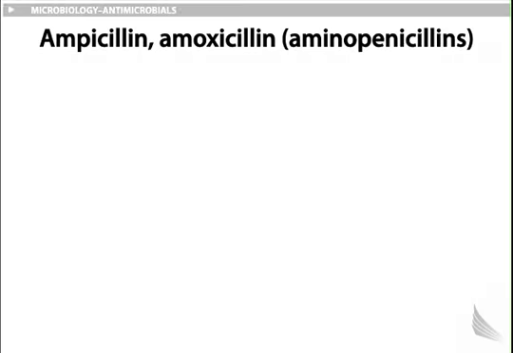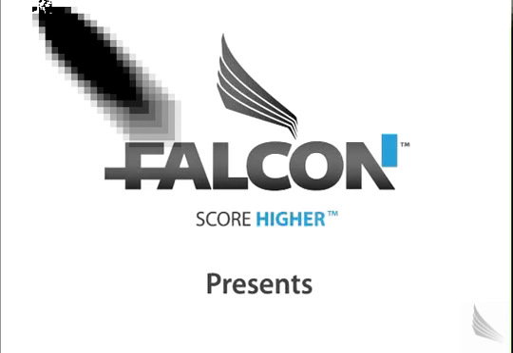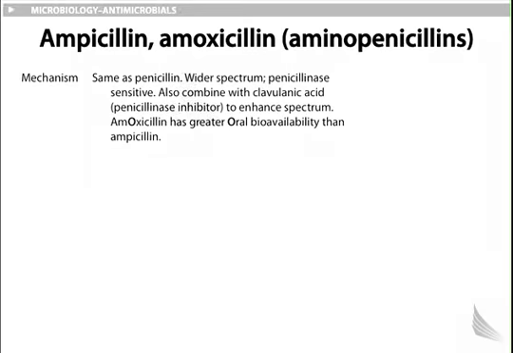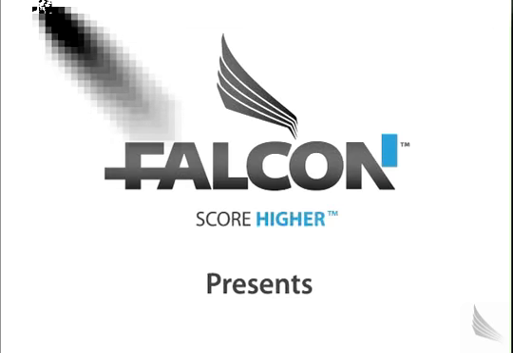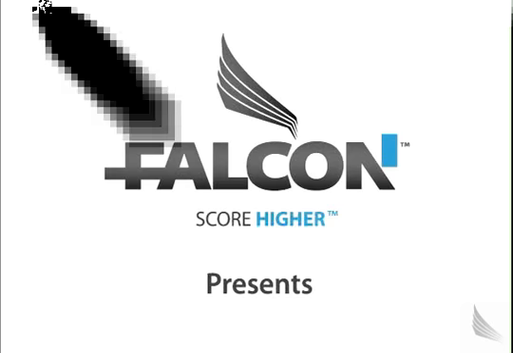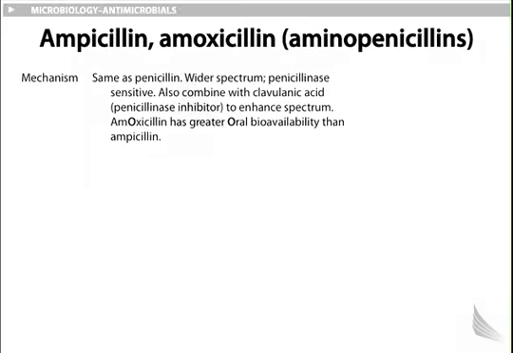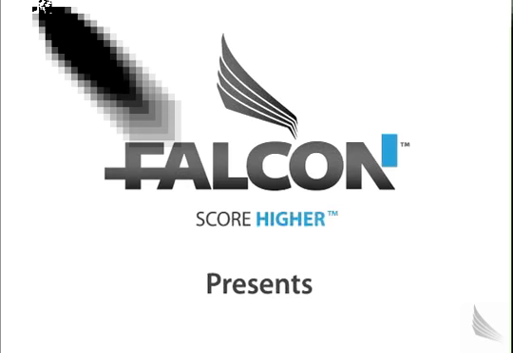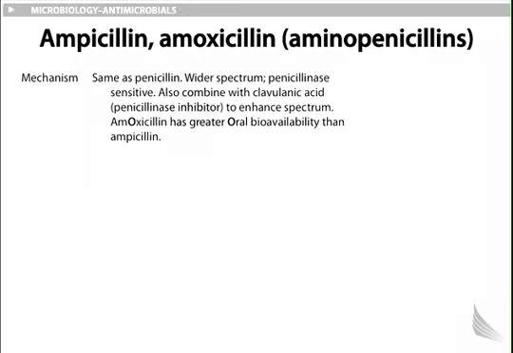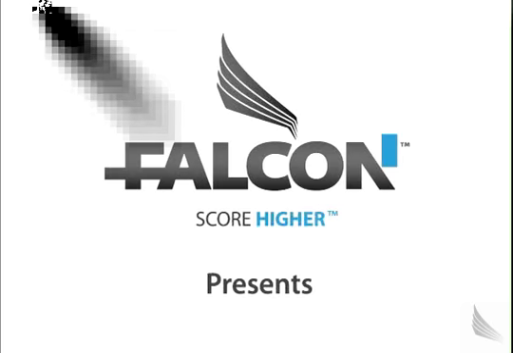The next generation of penicillins are the aminopenicillins, which include ampicillin and amoxicillin. Their mechanism, again, is the same as penicillin. They have a wider spectrum of activity but are penicillinase sensitive. We oftentimes combine these drugs with clavulanic acid, which is a penicillinase inhibitor, to enhance the spectrum.